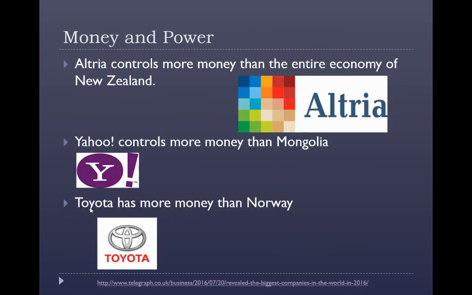Okay, so that's led to businesses becoming very, very big. For example, Altria is the name of a company. They control more money than the entire country of New Zealand. Or Yahoo, an internet company, they control more money than Mongolia. Toyota, car company, they've got more money than the country of Norway, right? So we've allowed corporations to become very, very big, and with money comes power, right? These corporations, they've got often a lot of power in national governments, federal governments.